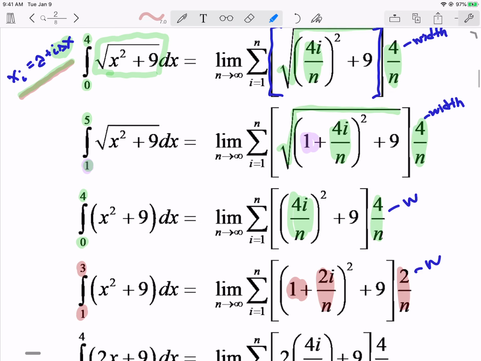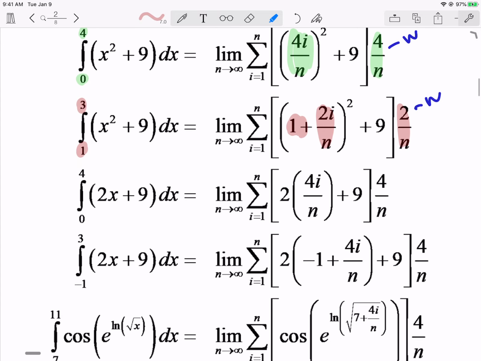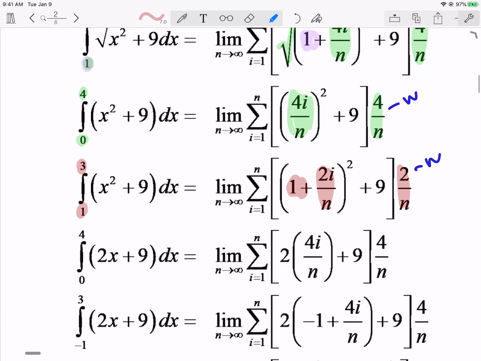Alright, scroll down a little bit more and look at the rest of these. We'll save that last one. Okay, and the next one, now my function's just changed. Now it's 2x plus 9. I'm again going from 0 to 4. So I've got 4 over n is my width, my delta x. 4i over n is my additional counter to get to my next point.